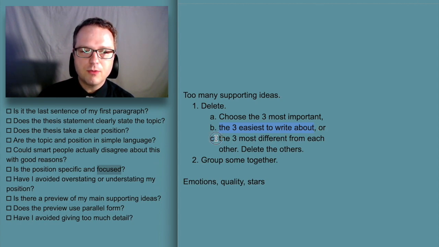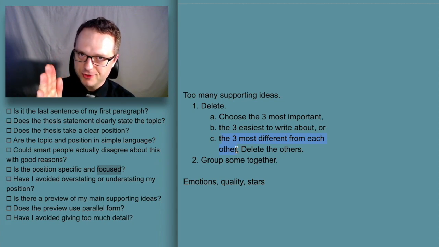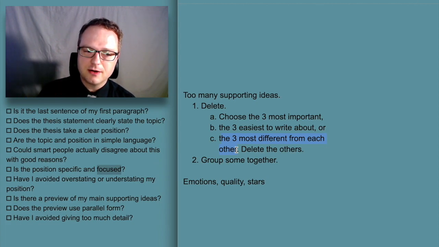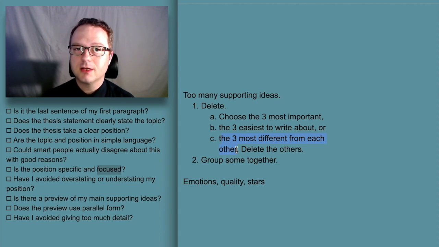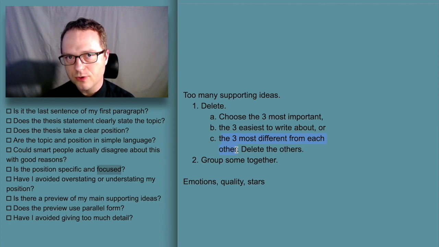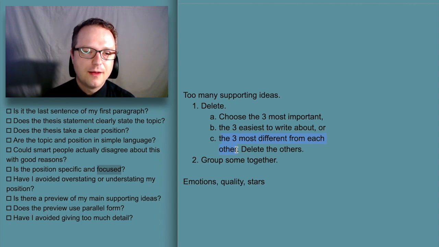Or the 3 that are most different from each other, or the 3 that fit together logically, like past, present, future fit together logically, right? And sometimes there are ways that some of your supporting ideas will fit together logically. And if you find 3 like that, choose those because your support will seem balanced, and balance is good. And so the other thing you can do is group some of them together.